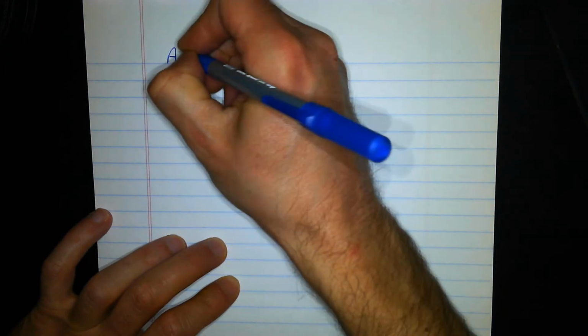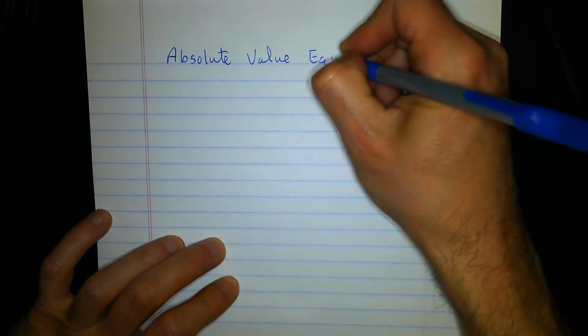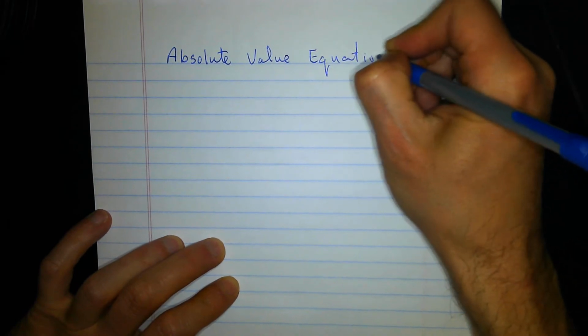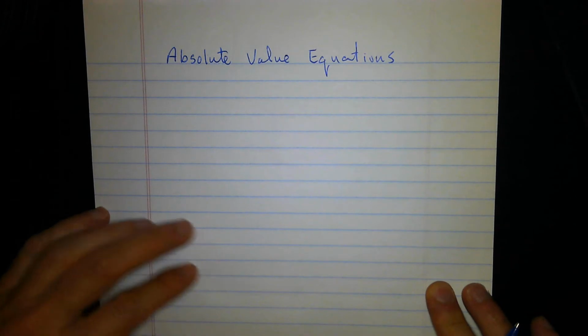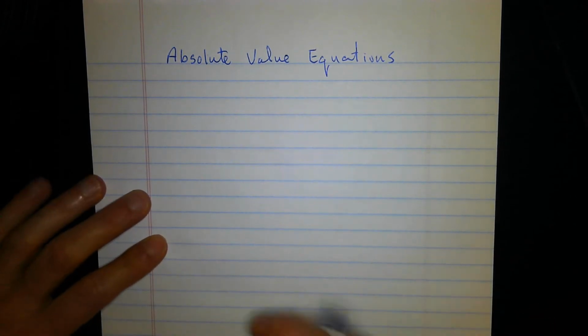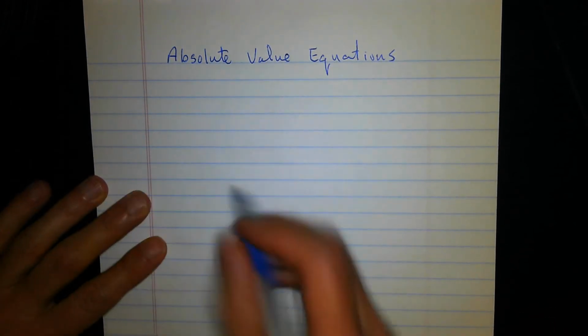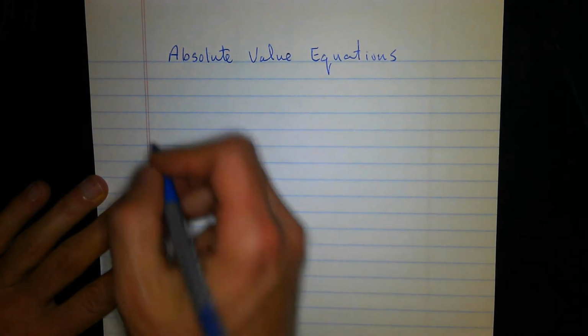Okay, welcome back everybody. Today we're going to look at absolute value equations. So this is the beginning of Unit 6. Now, if you can solve the radical equations from the last video, then these ones should go fairly smoothly, I think. Okay? Alright, so let's start out with what an absolute value is.